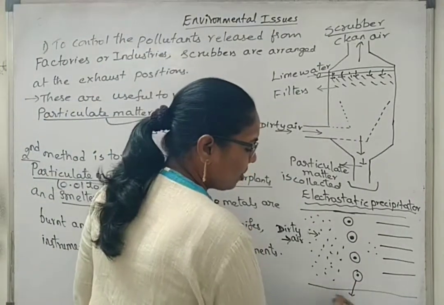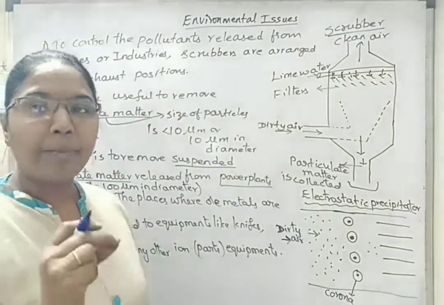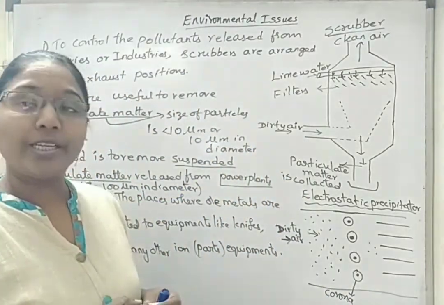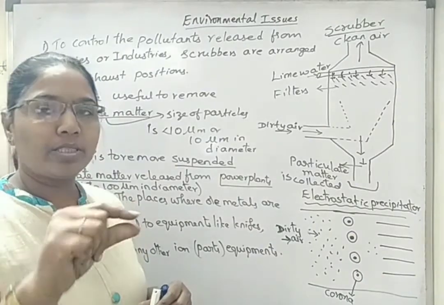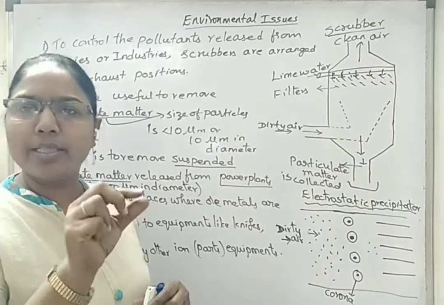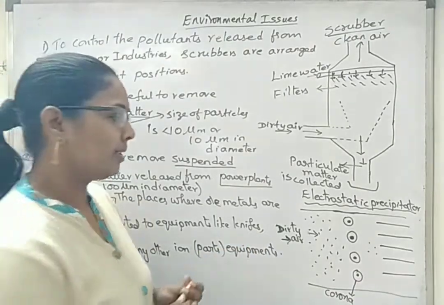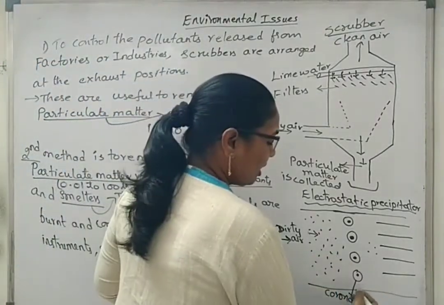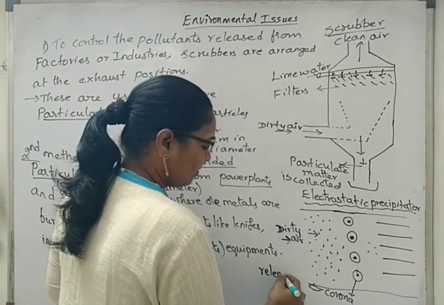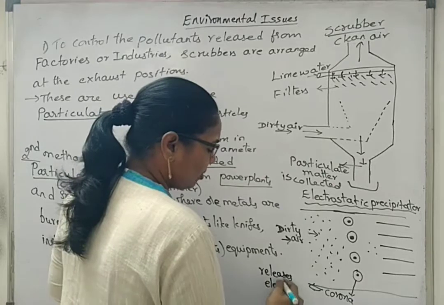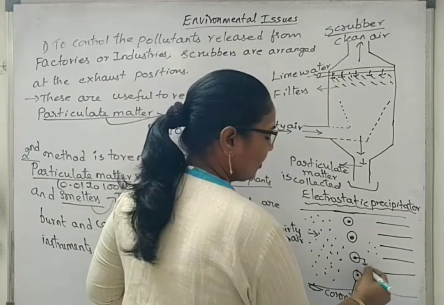This covering is called corona. Corona means the outermost covering part of any wire. Suppose if you take normal wires, we see copper wiring inside and plastic outside. We can call that outermost one corona. But here the metals are different. So here the corona releases electrons. Now these are electric wires.